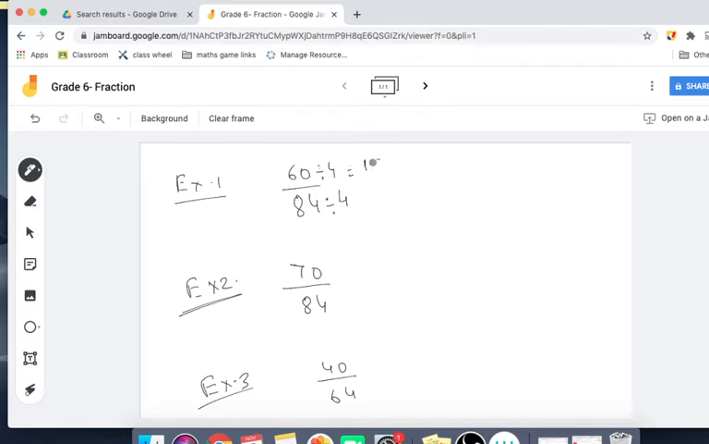4 ones are 4, 4 fives are 20, and here 4 twos are 8, 4 ones are 4. Now we know that 15 and 21 both come in the table of 3, so let's try 3, and we get 5 by 7. So 5 by 7 is the answer of this one, right? Now let's try this question. I am giving you 40 seconds.